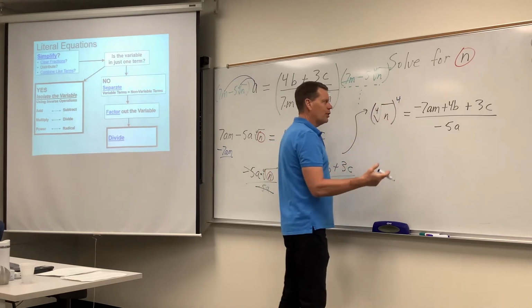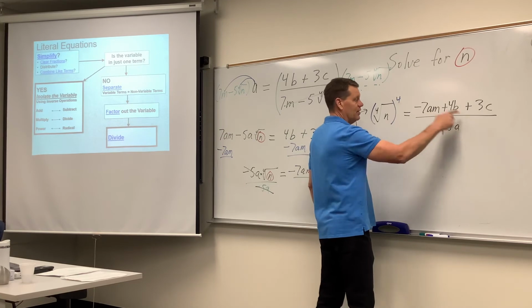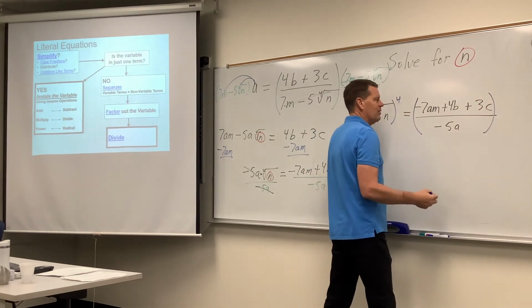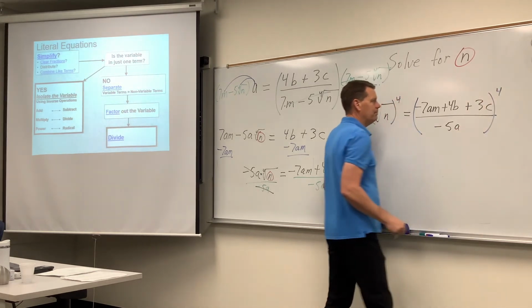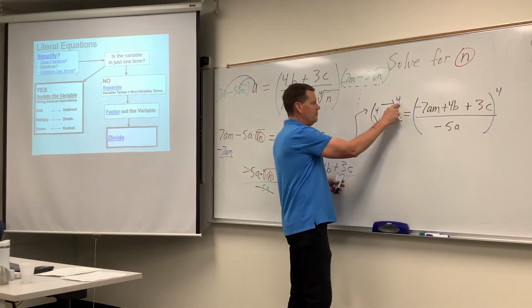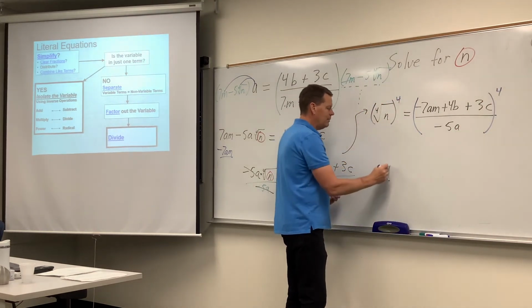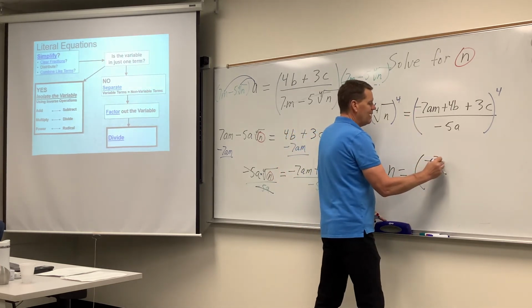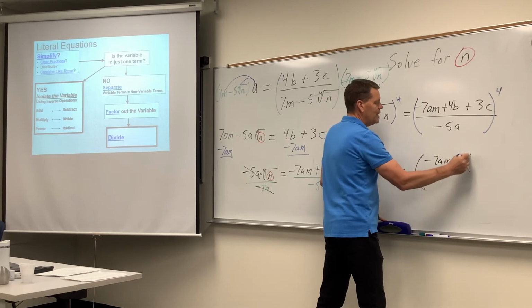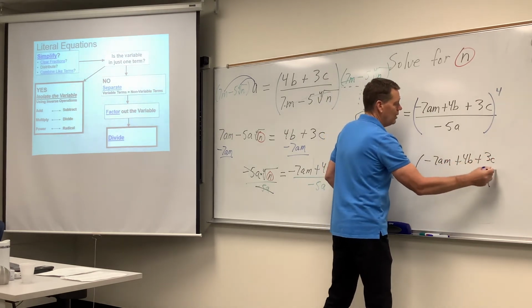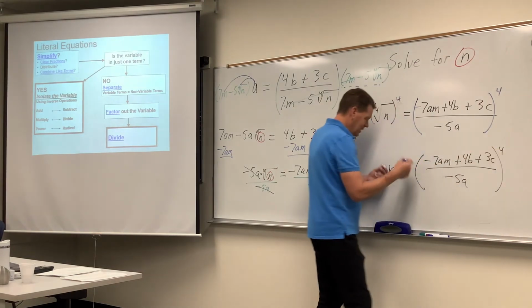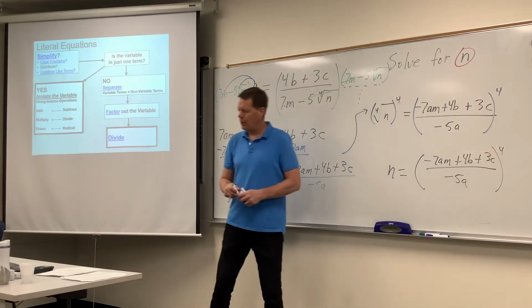Now be careful if you're going to apply the fourth power to this side. Just put the whole side in a grouping symbol, parentheses in other words, put a fourth power on it, okay? So this gets rid of this. We're left with n all by itself, and we just copy this down. Negative 7am plus 4b plus 3c all over negative 5a, parentheses, fourth power, n is by itself. We just generated a new formula.